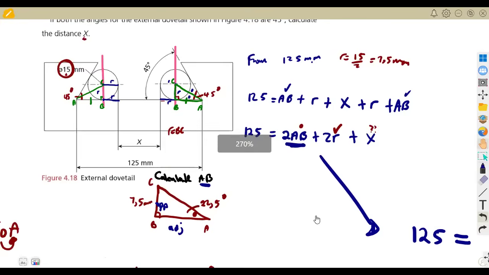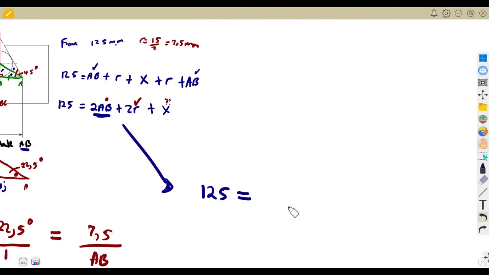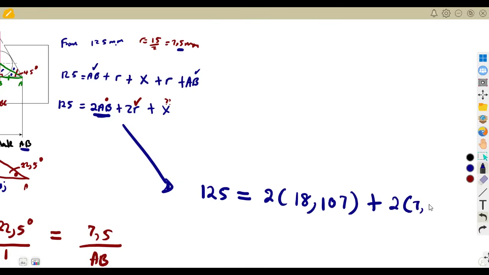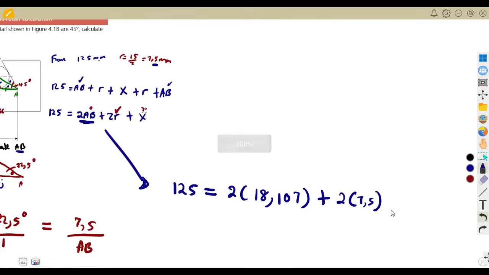So meaning to say, we are going to just take this into consideration. So this is going to be 2 times our AB. Remember, we calculated AB, we got 18,107. Plus 2 times the radius, we have the radius 7,5. So that's it, just like that. So plus x, which is the last part here. So plus x, so we can calculate our x.